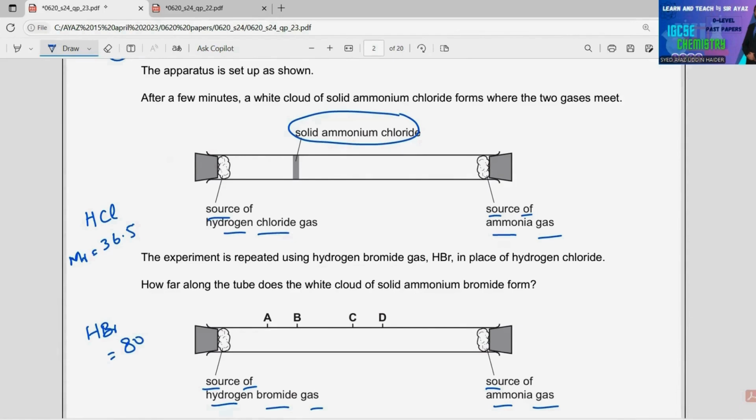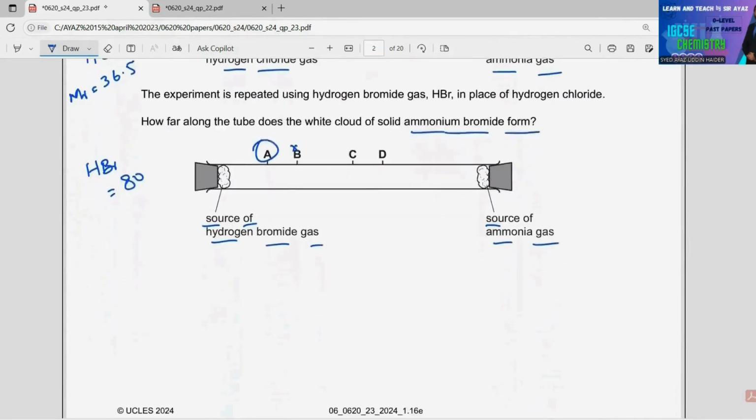So HBr is heavier than HCl, so it will travel slowly. So definitely the cloud of solid ammonium bromide formed in this case must be at A. It can't be at B because of the higher mass of HBr. So A must be the right answer in this case.